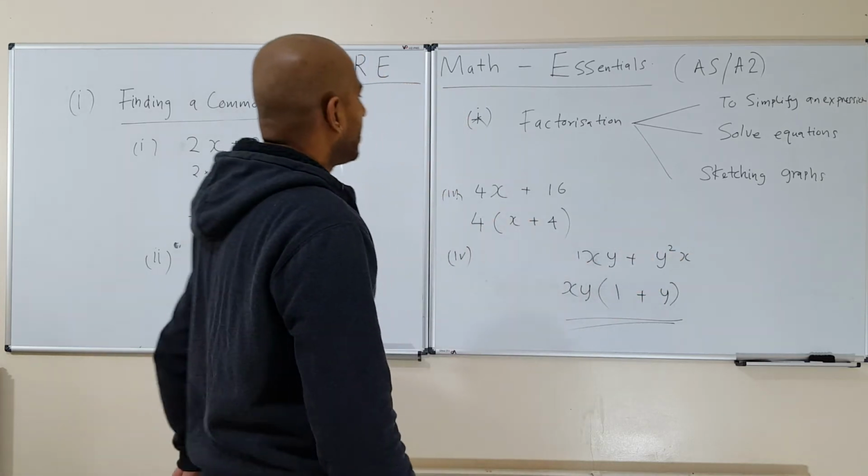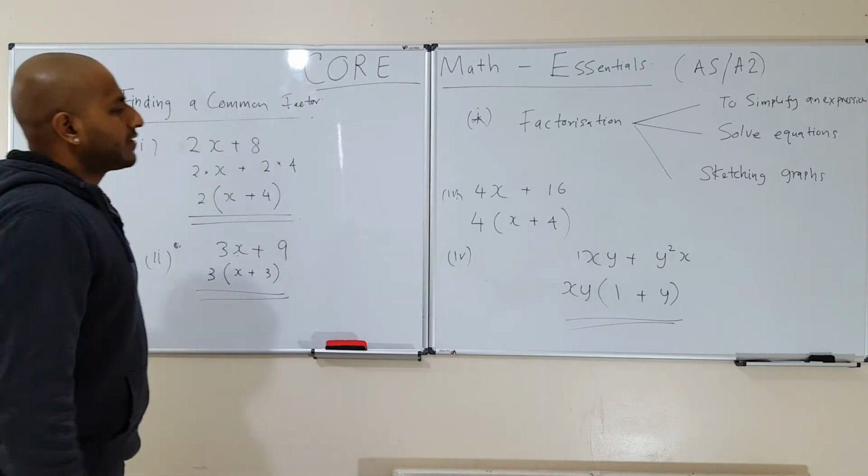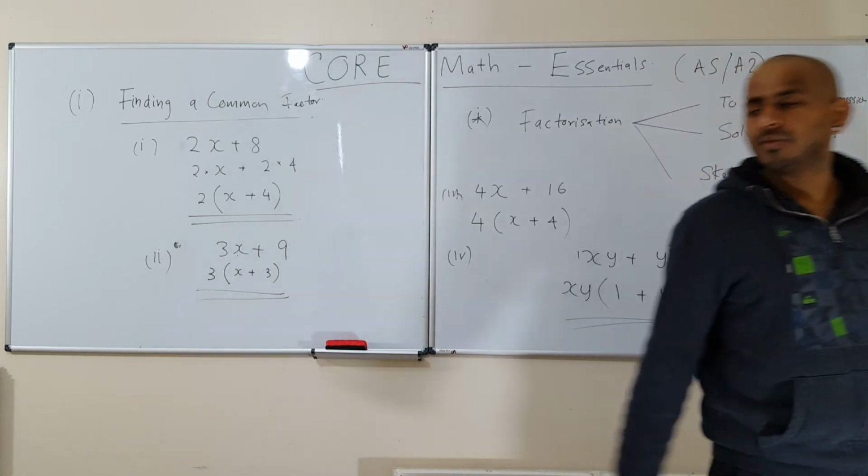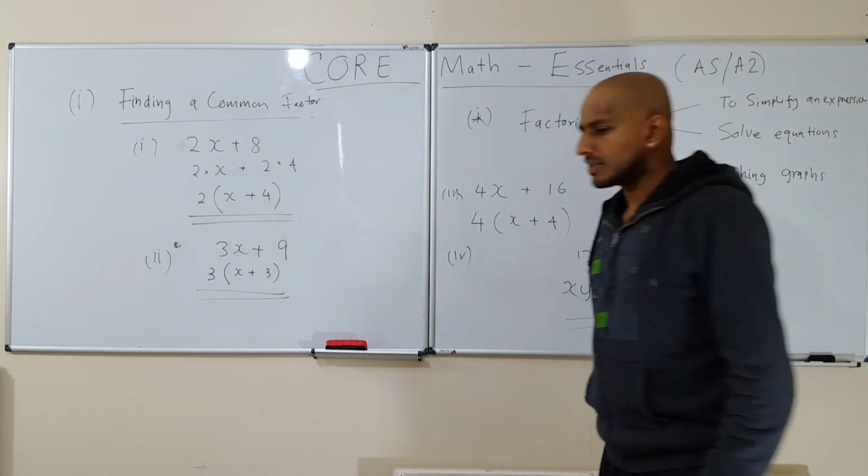So these are basically the very first method, what you call the common factor method, factorizing using common factor.